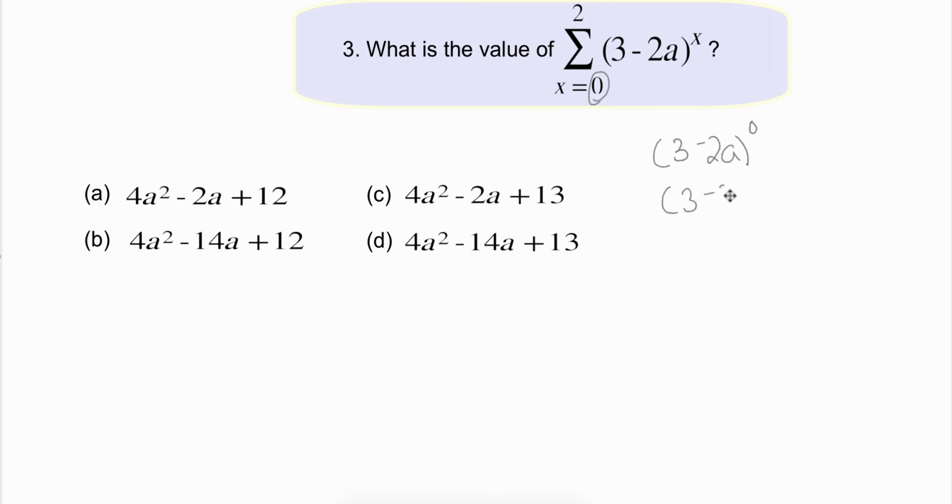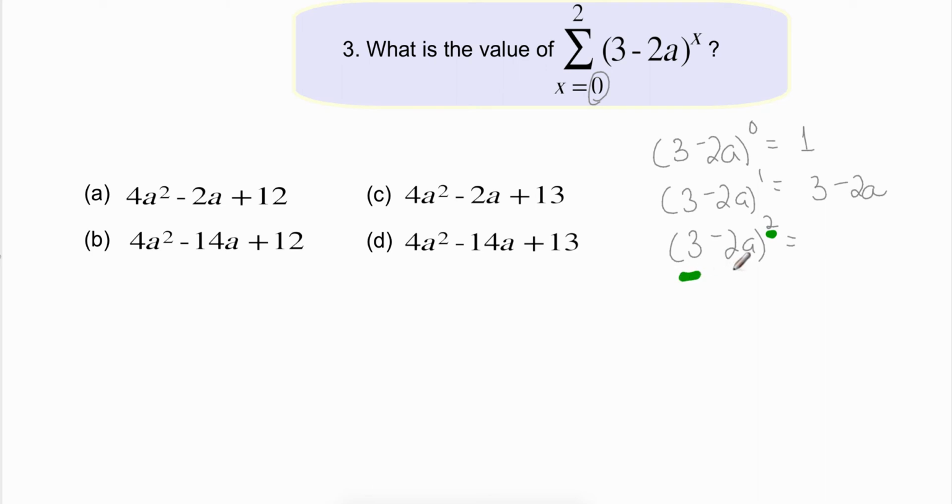Then we're going to rewrite and put 1 in for x. Then we're going to rewrite and put 2 in for x. All right, so anything to the 0 power is 1. Anything to the first power is itself. And here is our friend squaring a binomial.